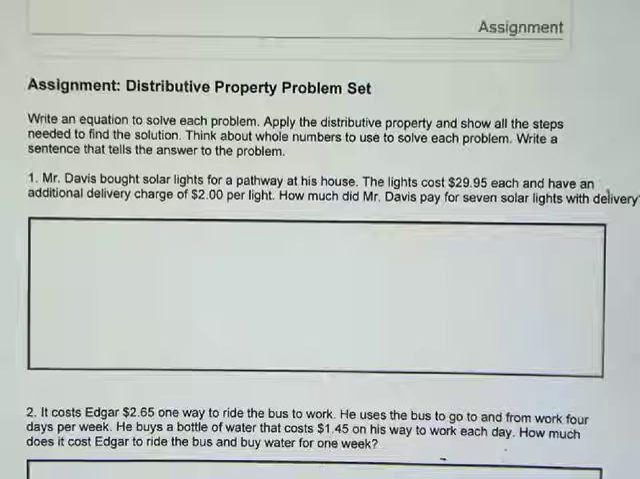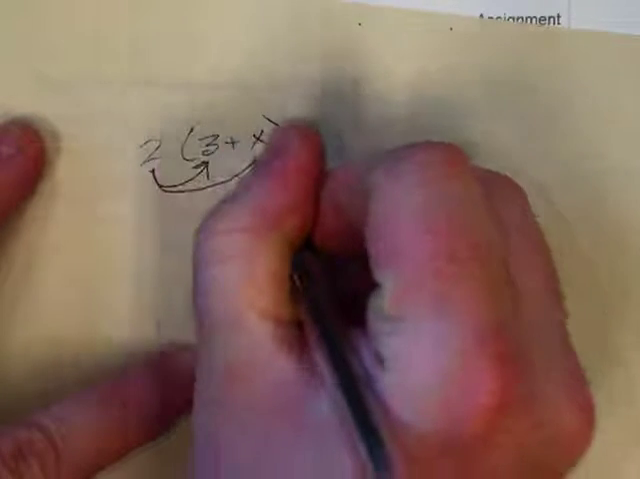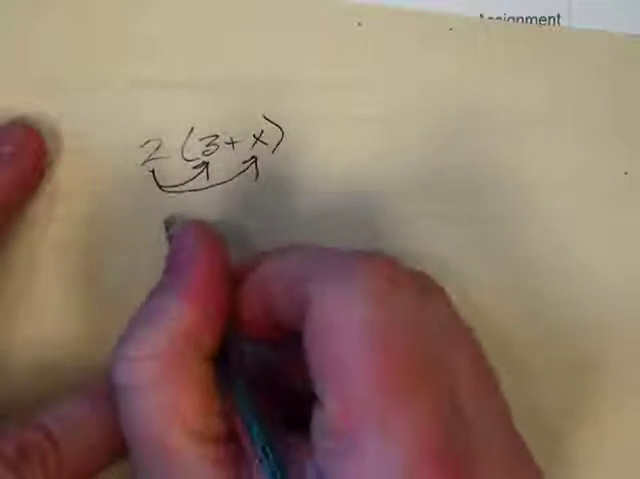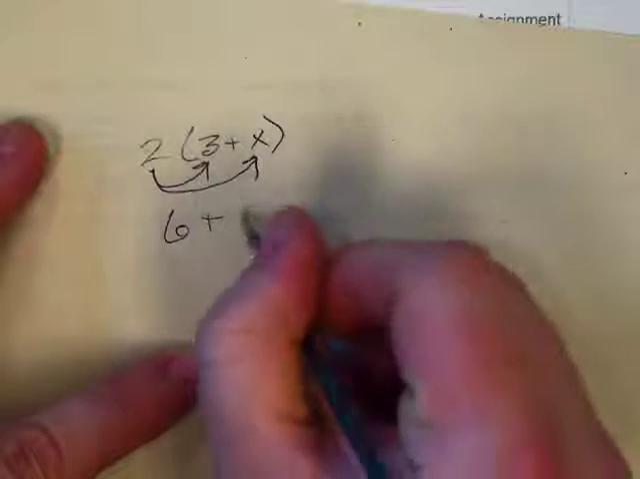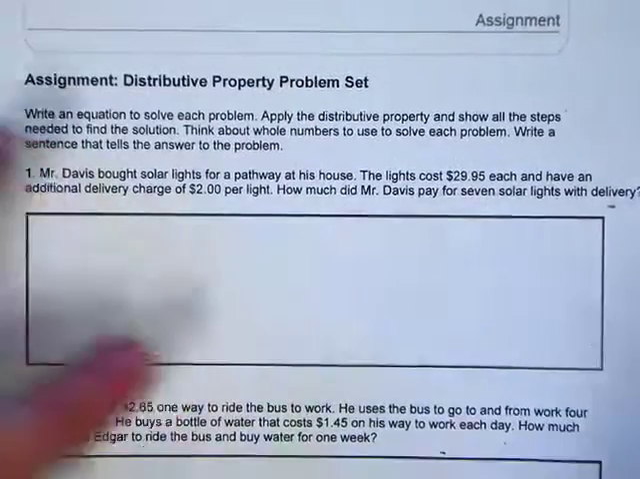Okay, in the assignment distributive property problem set, what it's asking you to do is take story problems and turn them into equations that include the distributive property. Now the distributive property is, if you were to take something like 2 times 3 plus x, you've got parentheses like this, you distribute throughout. Okay, so 2 times 3 would be 6, plus 2 times x would be 2x, and so on with the rest of the problem. So that's what it's asking you to do here.